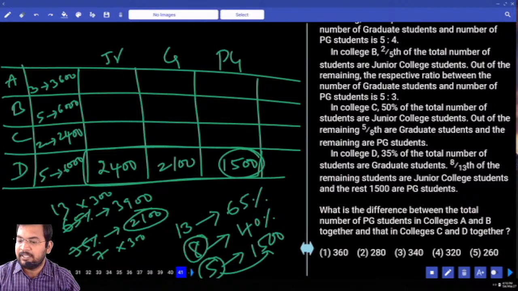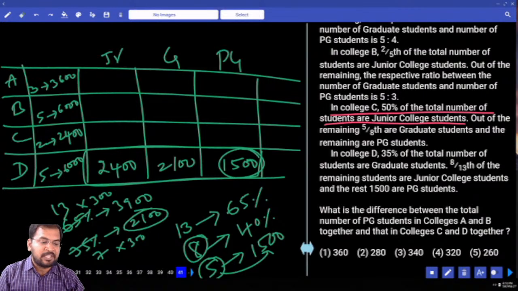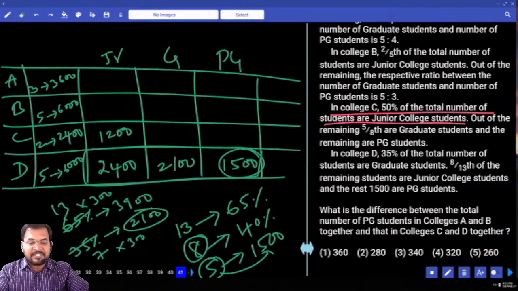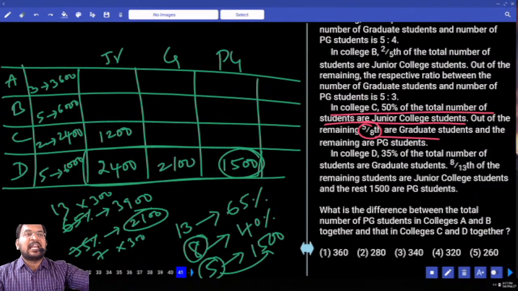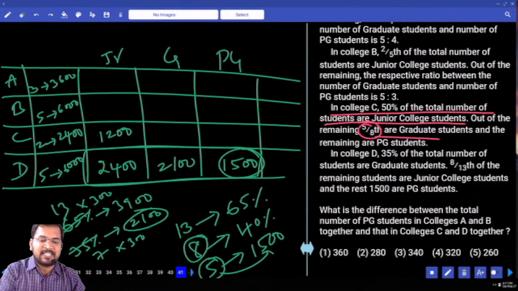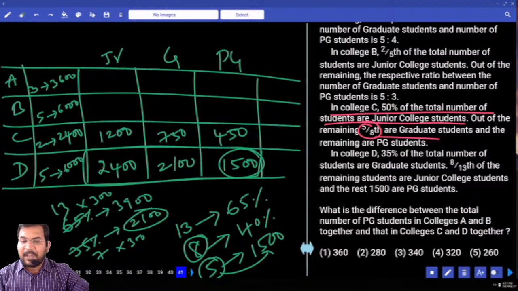Now coming to college C. 50% of the total number of students in college C are junior college students. Now 50% is how much? The rest is what? 1200. Out of 1200, 5 by 8 are graduates. Look here, all of you. 8 parts is 1200. Each part is 150. 5 parts is 750. Then 3 parts is 450. So 5 parts are graduates, the remaining 3 parts are postgraduates. 750 plus 450 is 1200 only. Are you clear or not?